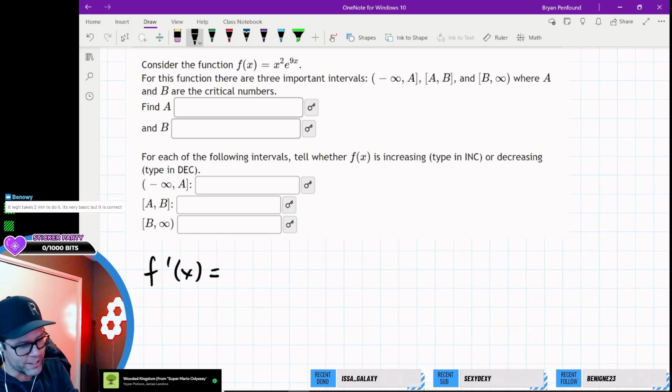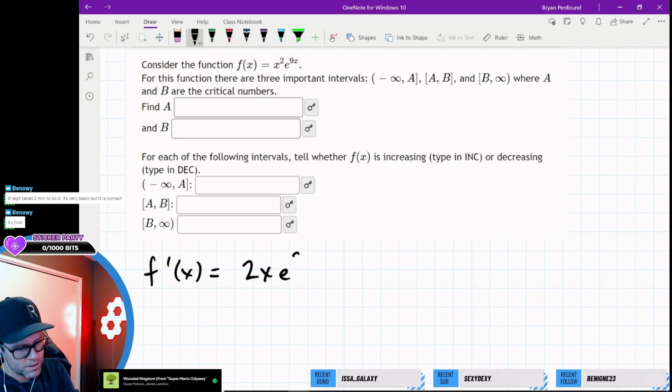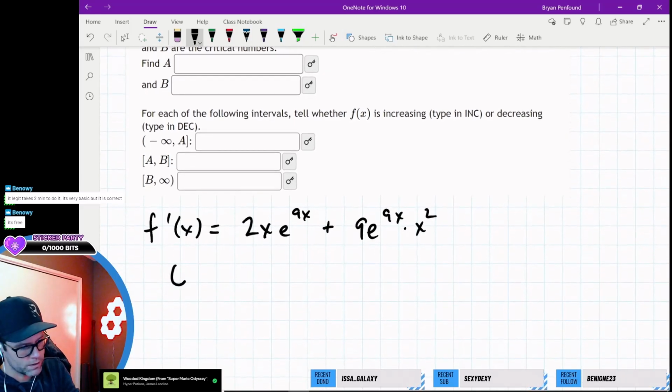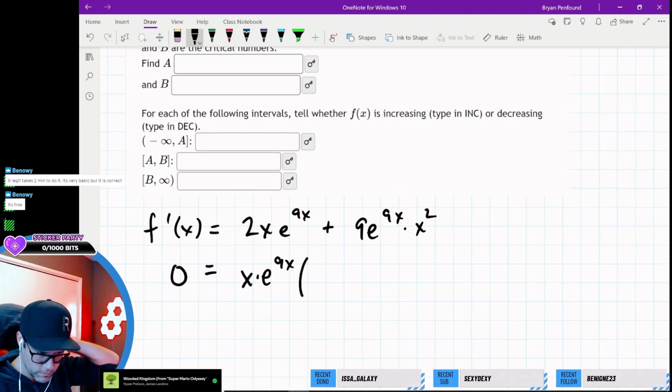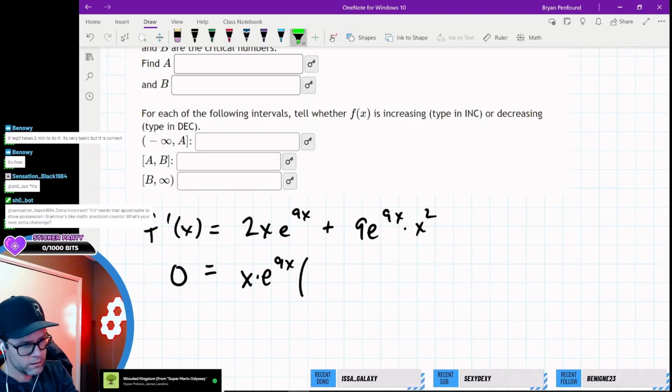What is our derivative here? Derivative of the first times the second plus the derivative of the second times the first. Can we factor this? So if I set this equal to 0, there's a common factor of e to the 9x for sure. And it looks like I can pull out a factor of x as well. So if I pull out both x and e to the 9x, that leaves me with 2.